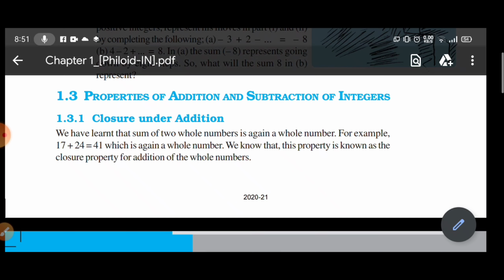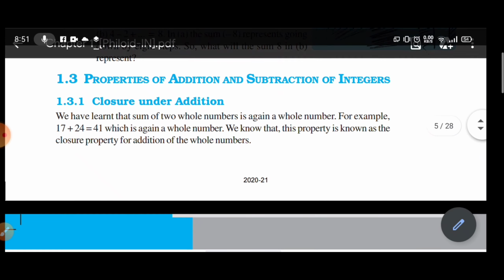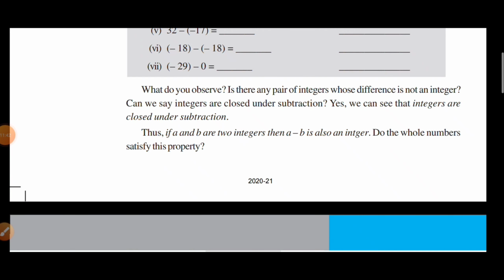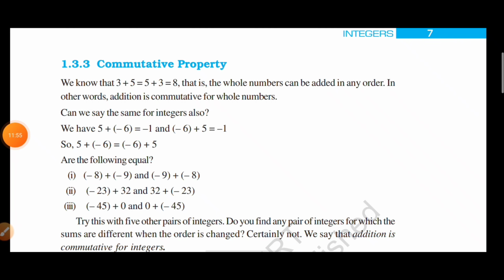Closure means it will provide you an integer whenever you apply a mathematical operation. For particular operations like addition and subtraction, integers are closed under addition, that is, whenever you add two integers, you will get an integer as the answer. And whenever you subtract two integers, you will get an integer in the answer. That's why it is written that integers are closed under subtraction. Okay, so in this way we can do other properties as well.